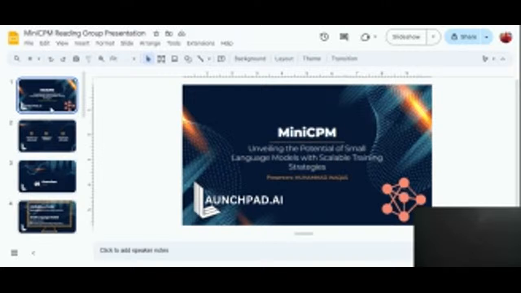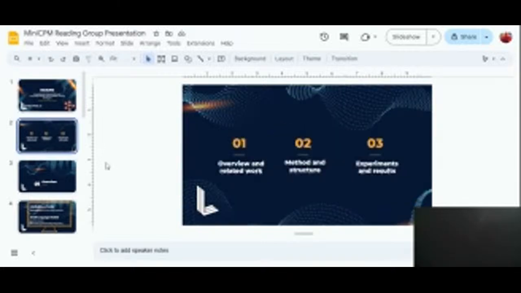In today's session, we will be talking about three points: overview and related work. We'll go through how the previous work has helped develop this technique. Second, we will discuss the method and approaches used within this paper. And third, we will look at the final results.